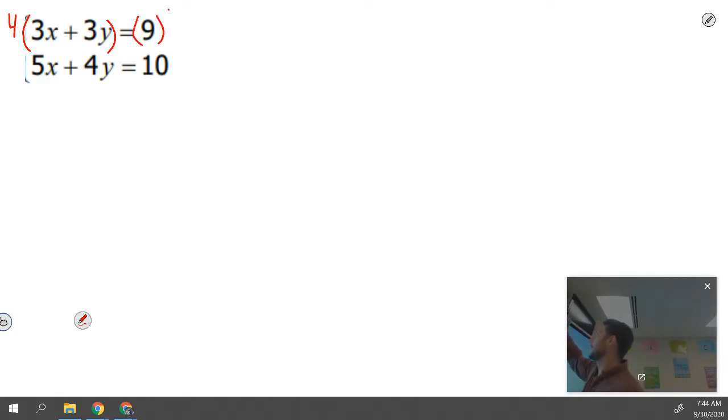And if I do it on the left, I've got to do it on the right. So if I'm multiplying these in, once again, you've got to distribute it everywhere. Every single piece is multiplied. So I have 12x plus 12y is equal to 36.